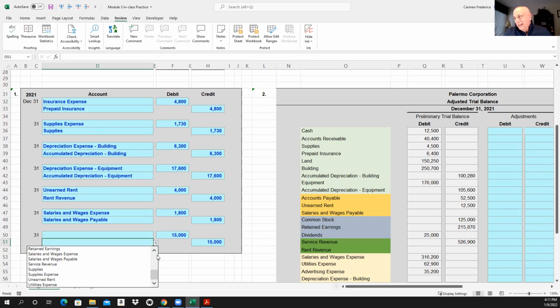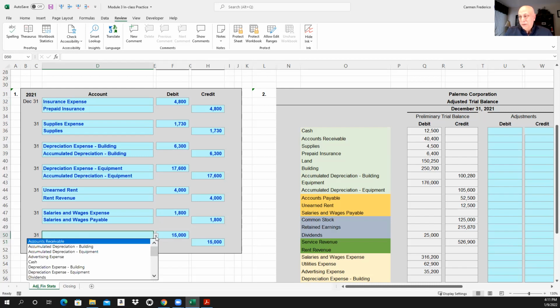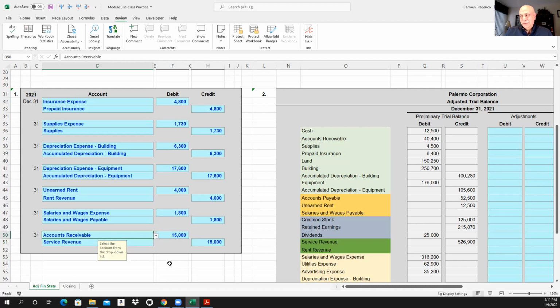Oh, would you look at that? There isn't one. We'll have to put one in there. I'll type one in. Fees earned. Well, service revenue. We'll call it service revenue. Is it service revenue? Yeah, right here. There it is. Service revenue. And we haven't got paid for it yet. We're going to expect the money in the future. So we have something called accounts receivable. Okay, accounts receivable.